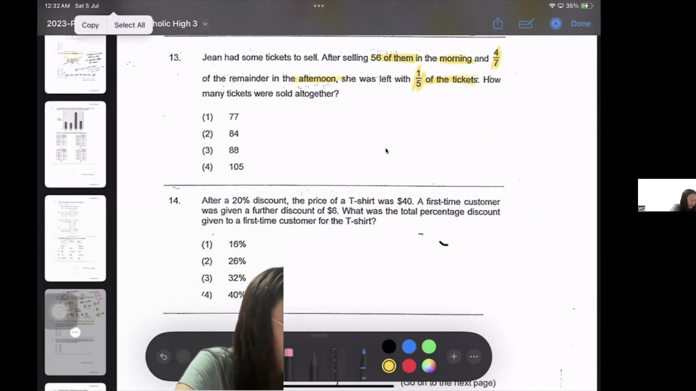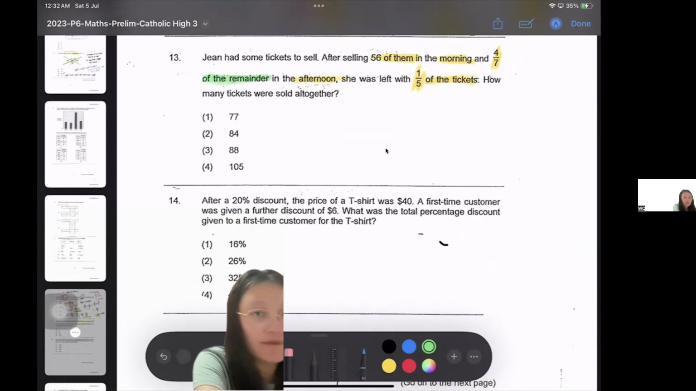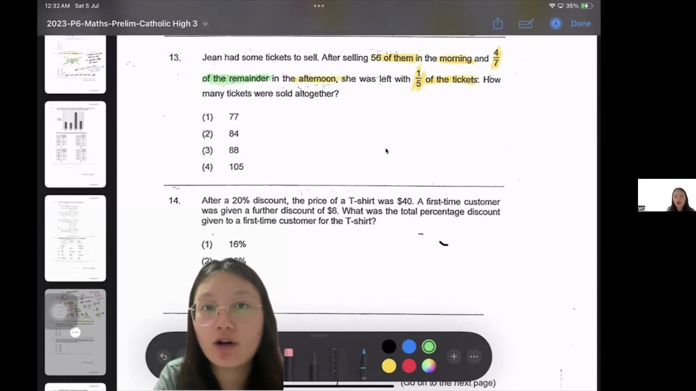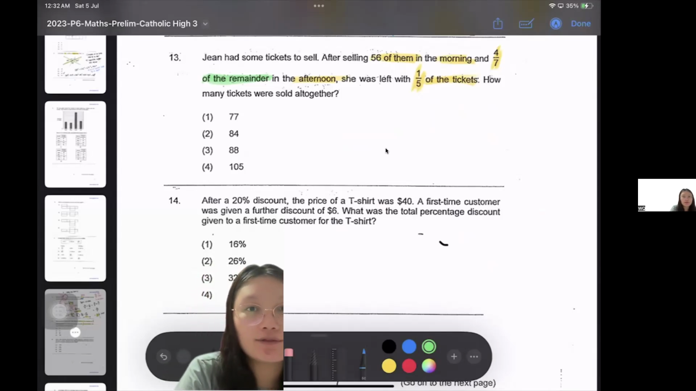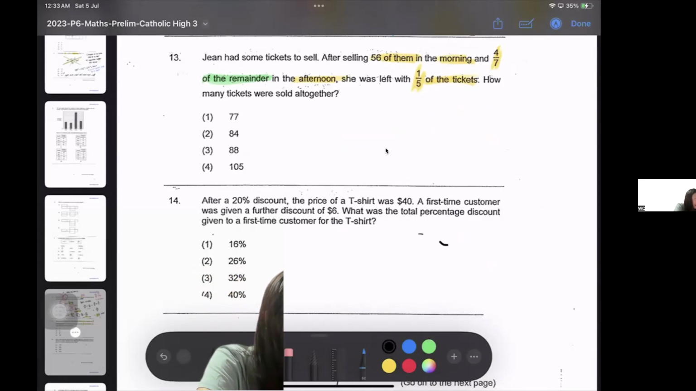So for this one, the most important thing here is this word "of the remainder". Whenever you see 4/7 of the remainder, you have to do a branching method. You need to do it level by level. So what you can do is, first, you find out what is the amount that... Let's draw a branch first. So at the start, she had some tickets.